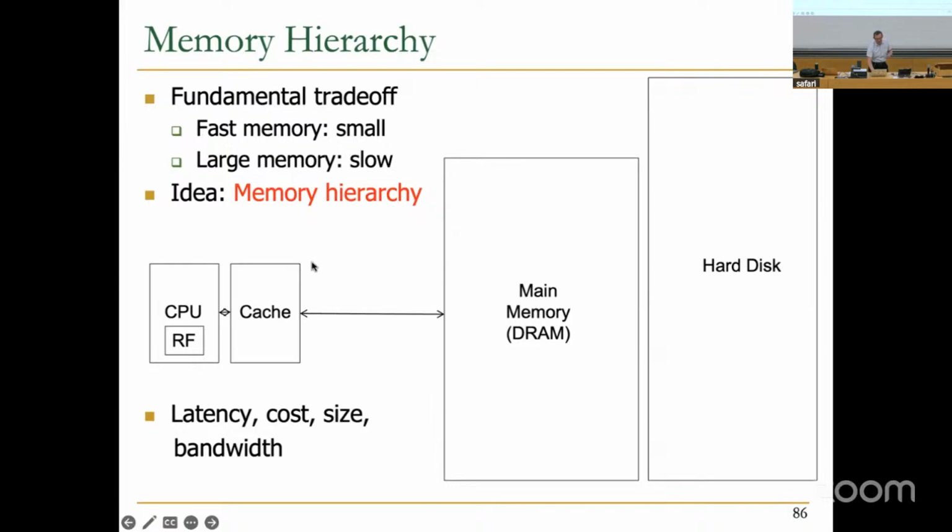And then you have some cache, and then you have some other caches, and then you have main memory, and then you have hard disk. So clearly there are trade-offs in terms of latency, cost, size, and bandwidth. As you go from left to right, latencies increase, cost of memory decreases, size of memory increases, and the bandwidth of memory also decreases. Here, your register file can be very high bandwidth because you're operating at the frequency of a CPU pipeline.